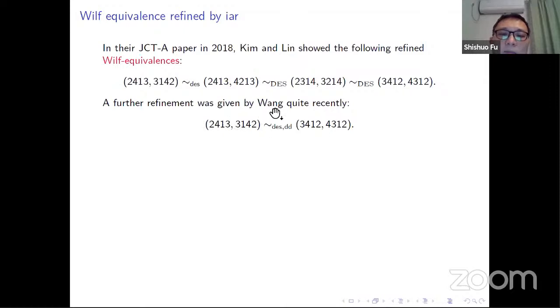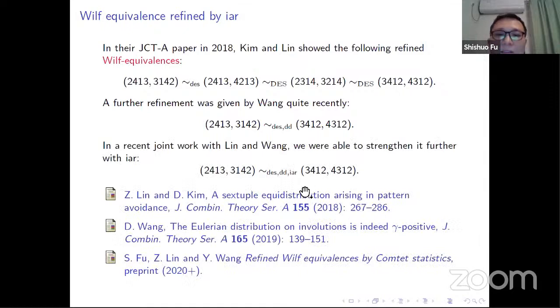After their paper, a follow-up paper by Wang added one more refinement by the double descent DD. So we were able to add yet another statistic, our statistic IAR, into this equidistribution. To say this precisely, on one hand we have the separable permutations, namely the 2413, 3142 avoiding permutations. On the other hand, we have the 3412, 3423, 3142 avoiding permutations. They have exactly the same distribution according to the number of descents, the number of double descents, and the IAR. So this result further refined Wang's result and Kim and Lin's result.